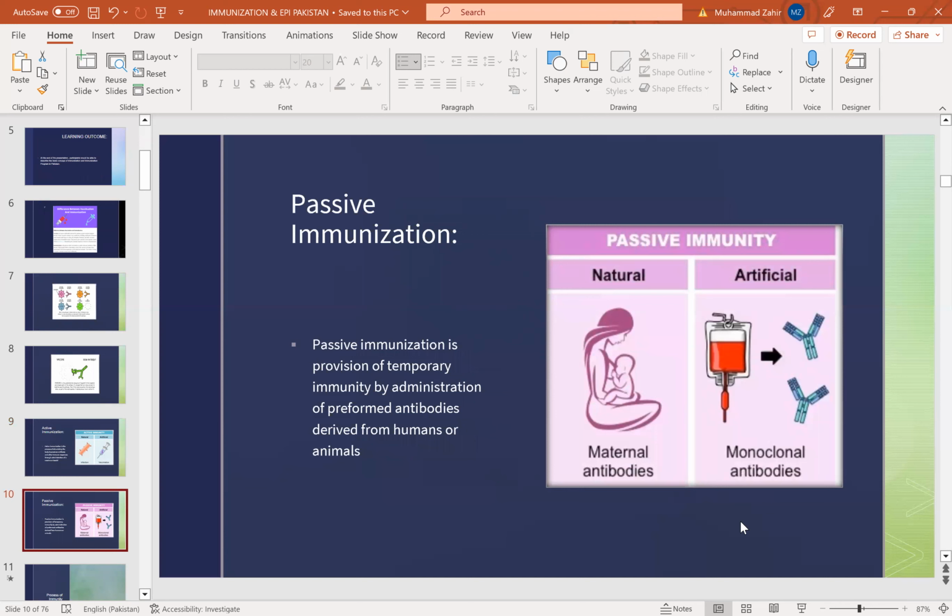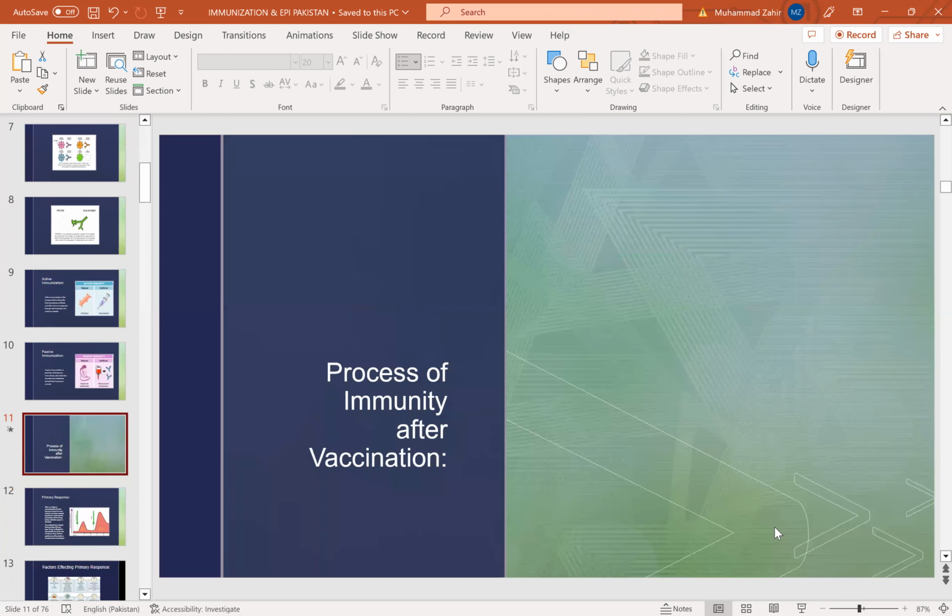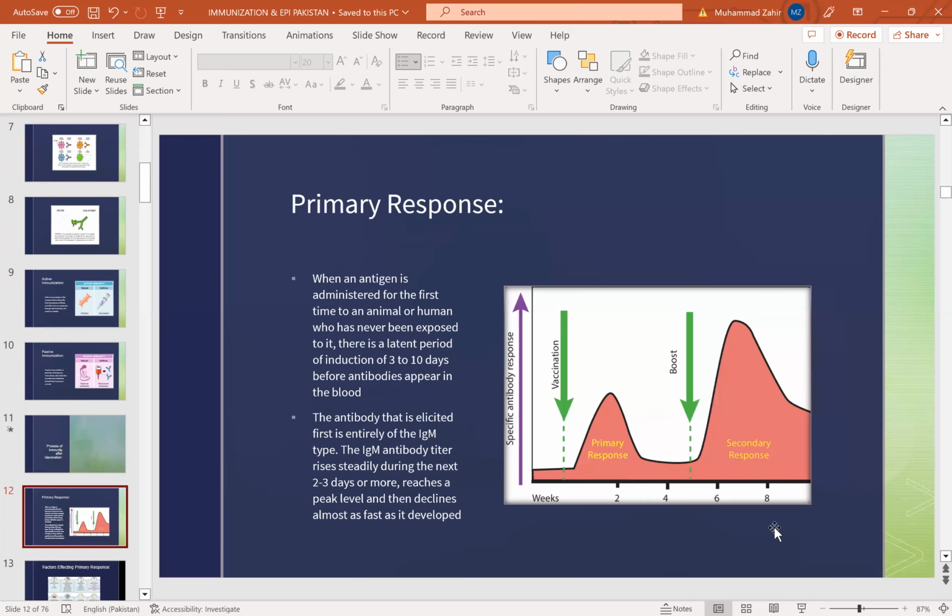Passive immunization is provision of temporary immunity by administration of preformed antibodies derived from humans or animals. So it could be natural from maternal antibodies or artificial from monoclonal antibodies. Process of immunity after vaccination.